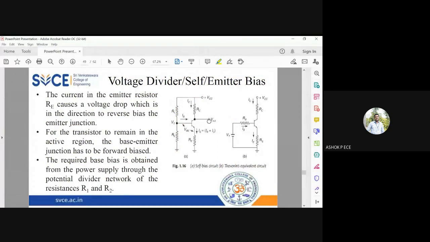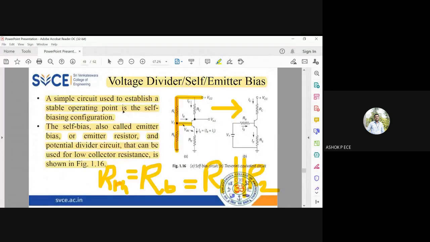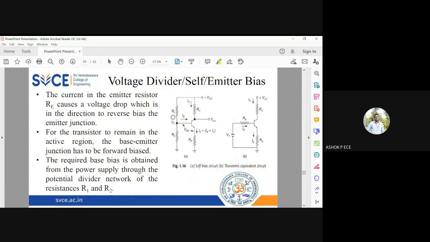Okay, now we are going to simplify here. We are going to see how the emitter resistance RE works. Whenever you have a resistance, you will have a voltage drop. This emitter resistance will have a voltage drop, which is in the direction to reverse bias the emitter junction. Since you have a resistance here, the voltage across the emitter resistance RE will tend to reverse bias your emitter junction.